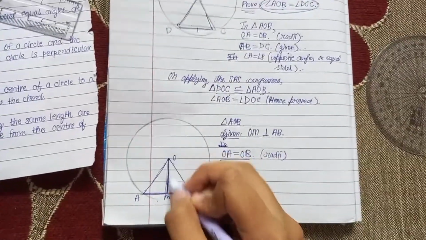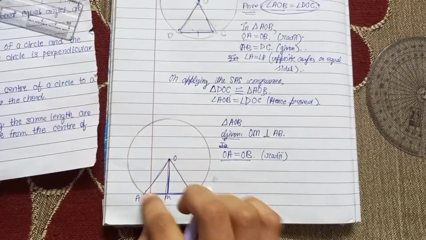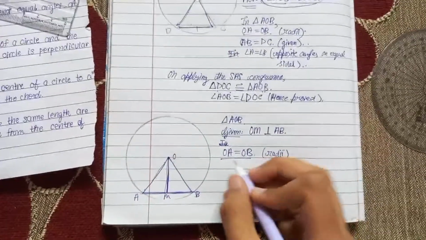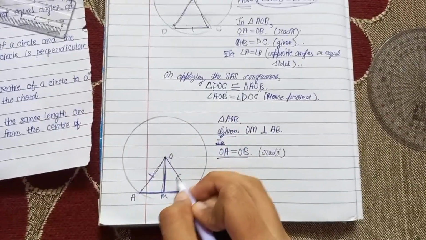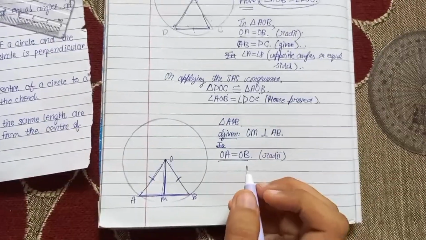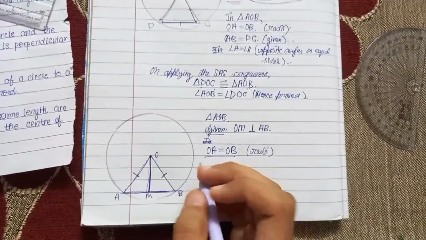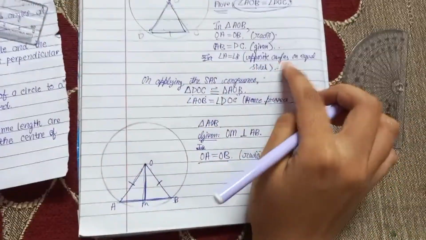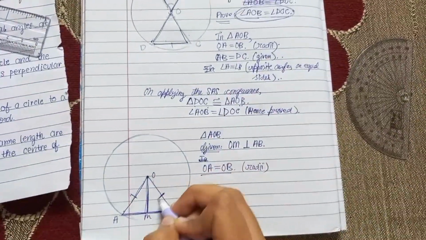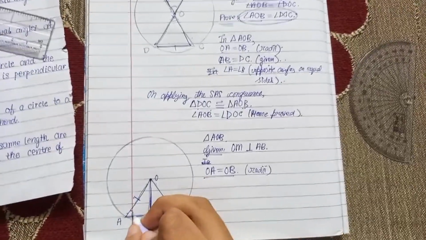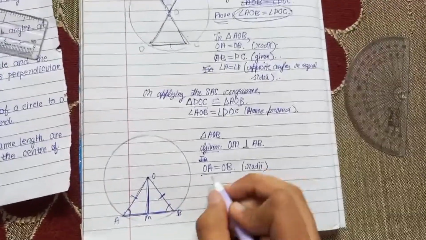Now we have 2 triangles, triangle OAM and triangle OMB. And these 2 lines are also equal, the radii. As I mentioned earlier, angles opposite equal sides are always equal. So these sides are equal, so their opposite angles will also be equal.